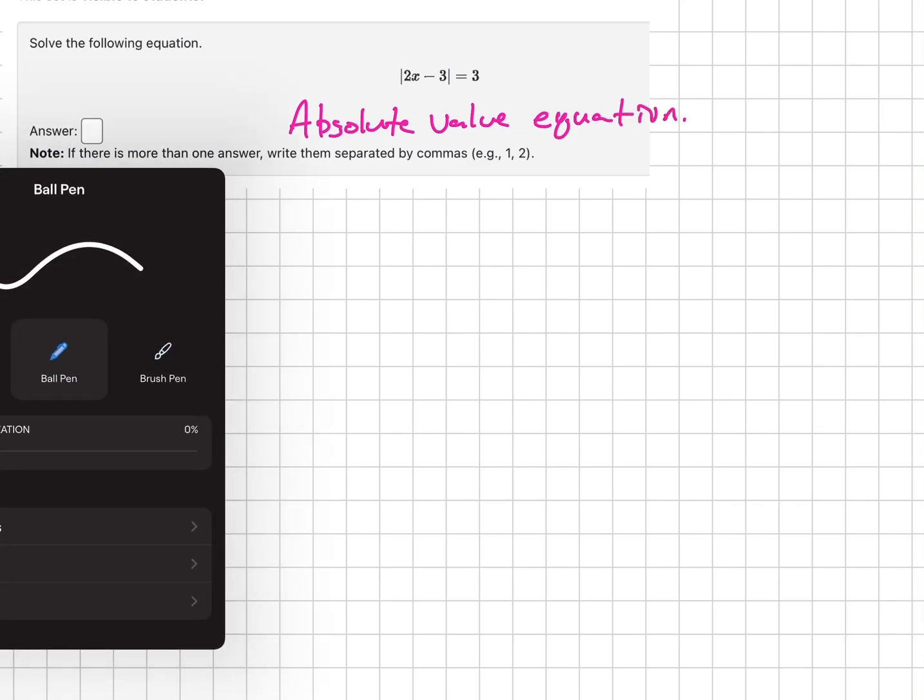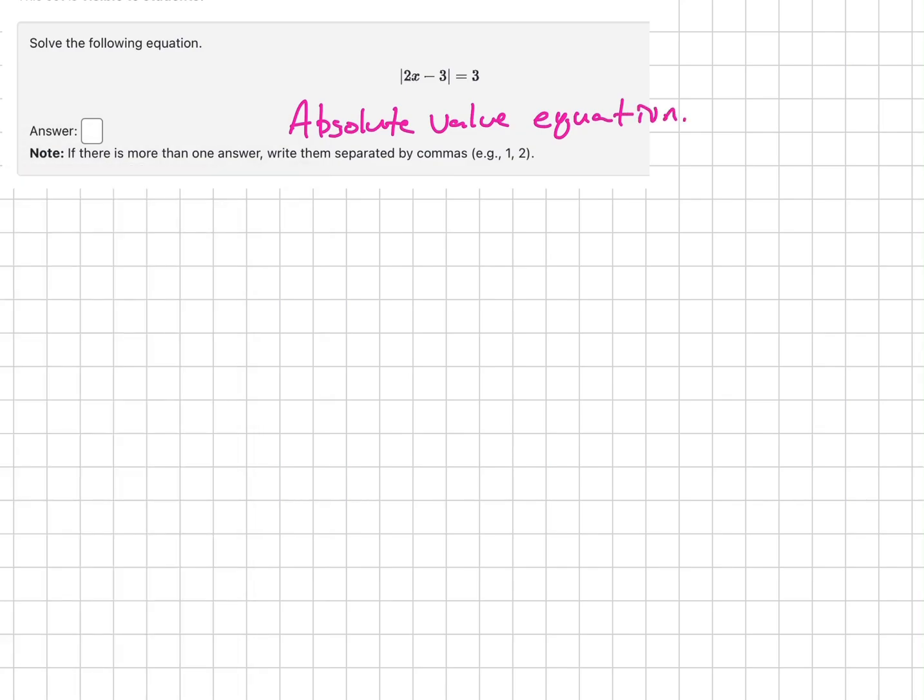This is just the math portion of it. Today we're going to be looking at this. This is an absolute value equation, right? And hopefully we recall that when we're working with an absolute value, we have an absolute value.